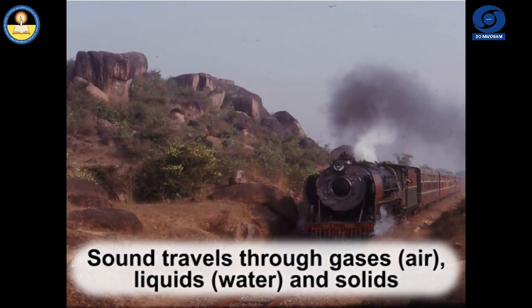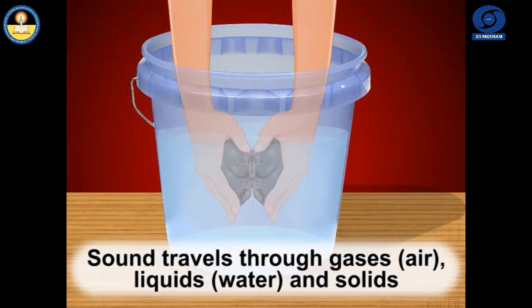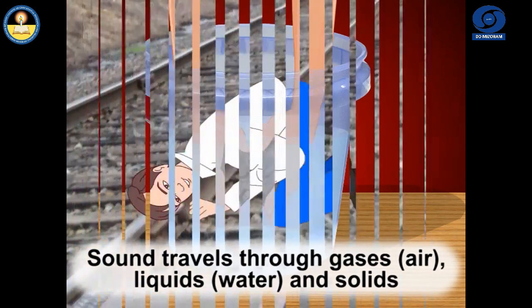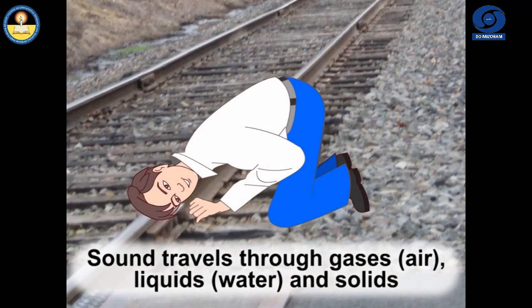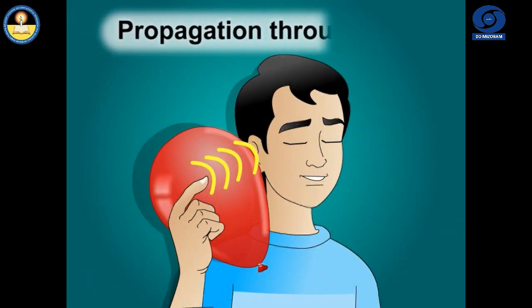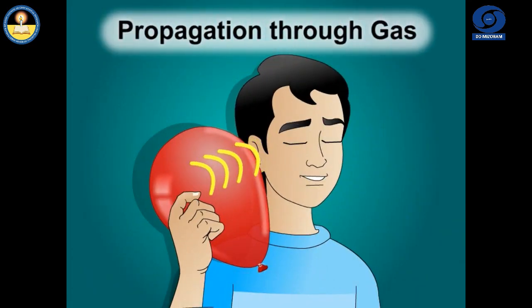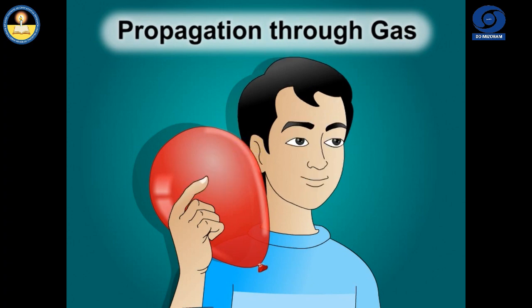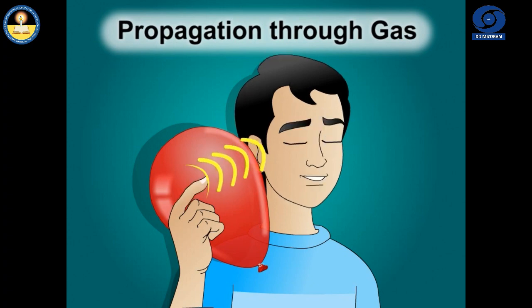Air is the most common medium through which sound travels. Sound also travels through water, and through solids such as wood, iron, and so on. A person can hear the rubbing sound of his own fingers. This example shows the propagation of sound through the air.